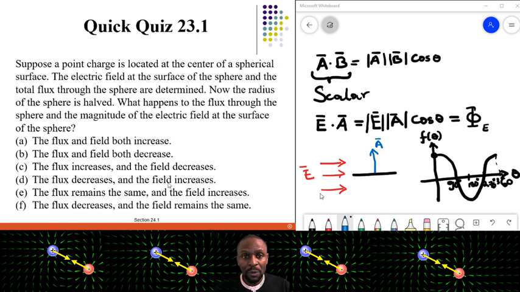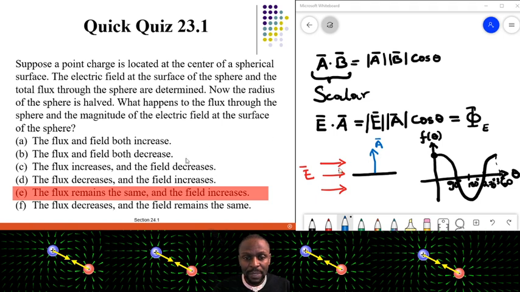Now, suppose a point charge is located at the center of a spherical surface. The electric field at the surface of the sphere and the total flux through the sphere are determined. Now, the radius of the sphere is halved. What happens to the flux through the sphere and to the magnitude of the electric field at the surface? A, the flux and field both increase. B, the flux and field both decrease. C, the flux increases and the field decreases. D, the flux decreases and the field increases. E, the flux remains the same and the field increases. Therefore, this one must be correct: the flux remains the same and the field increases.